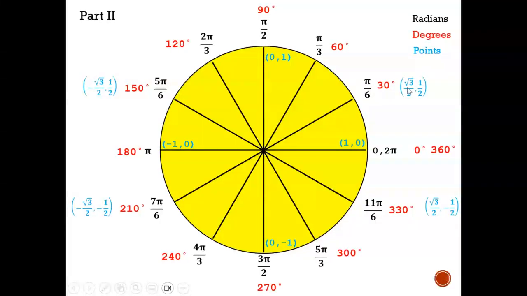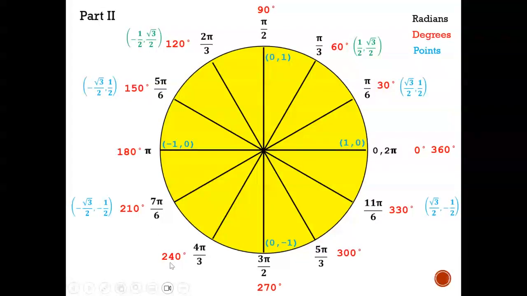The point is the same as the one for pi over 6, but the only difference is that you switch them. 1/2 goes first and the square root of 3 over 2 goes second. And we just need to know the quadrant. This is quadrant 1, so everything is positive. Quadrant 2, here the 2 pi over 3 will be negative 1/2 and square root of 3 over 2.